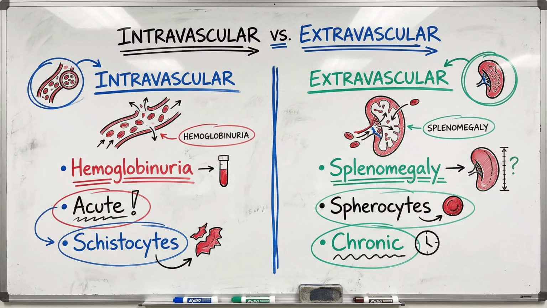Extravascular hemolysis is often a more chronic, ongoing process. Because the macrophages in the spleen are working overtime eating cells, the spleen physically grows, leading to splenomegaly. You won't see hemoglobin in the urine because the macrophages contain it. And the classic morphological finding here is the spherocyte, which we'll discuss in detail shortly.